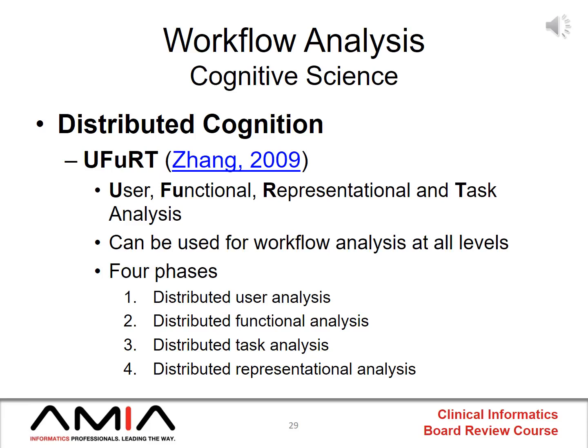However, this particular type of distributed cognition, user functional representational and task analysis, can be used for workflow analysis at all levels. It occurs in 4 phases. There's a distributed user analysis, functional analysis, a task analysis, and a representational analysis. Now please note that in the name of this particular task analysis, representational and task are reversed from how they are actually performed. A task is the 3rd phase and representational is the 4th phase.